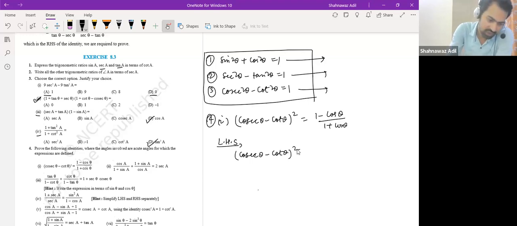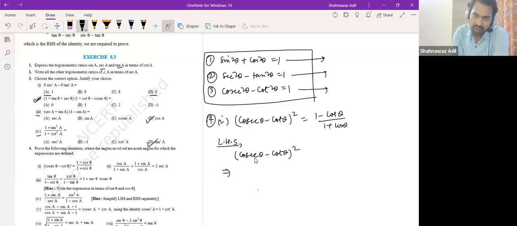So what should we do first? The first thing that I have told you guys is that whenever we get different functions, we change all the trigonometric functions to what? Sine and cos. Right. So we change every function to sine and cos. So what would be this cosec theta?